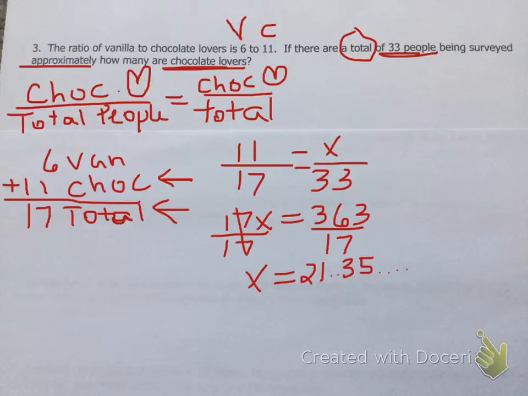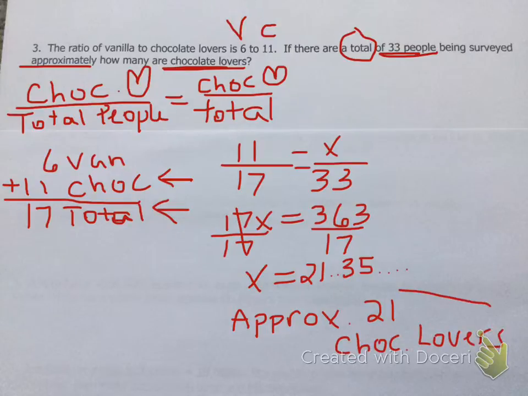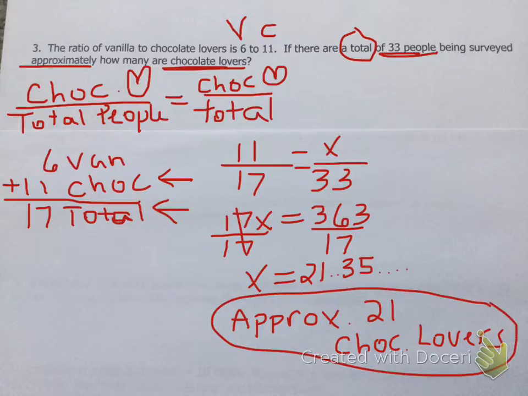We're going to round that to the nearest whole number correctly. So it would be approximately 21 chocolate lovers. And there's your answer.